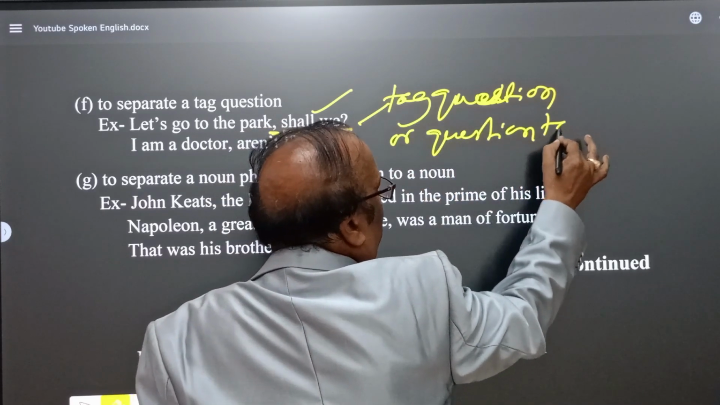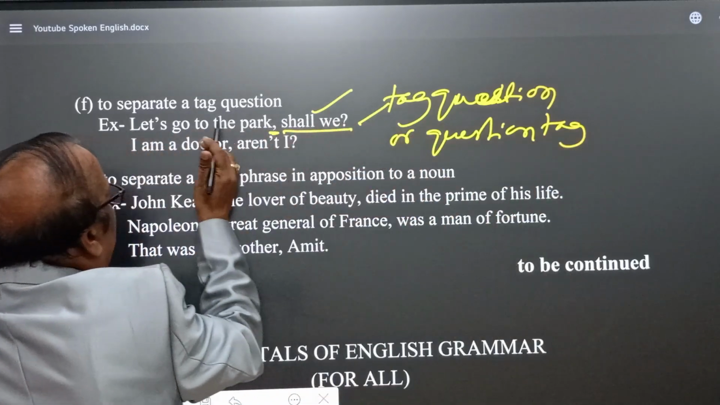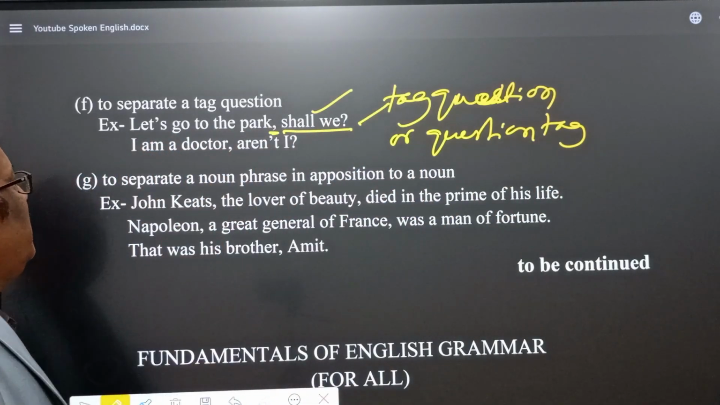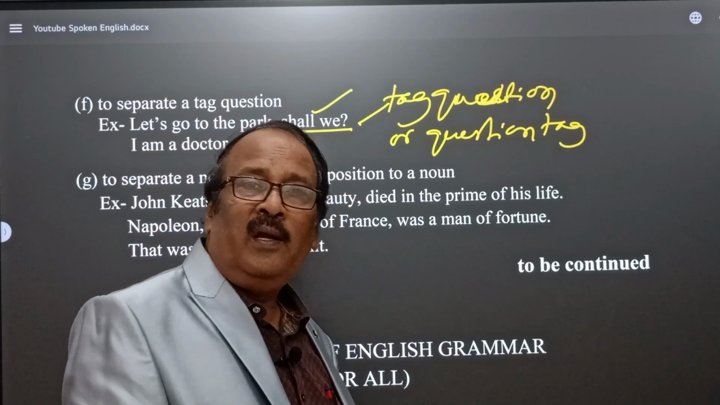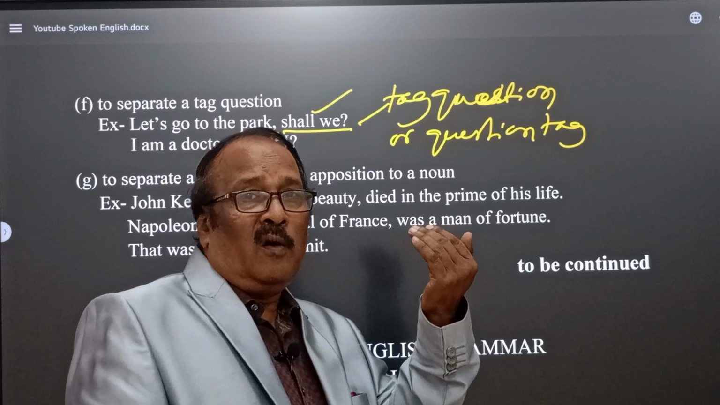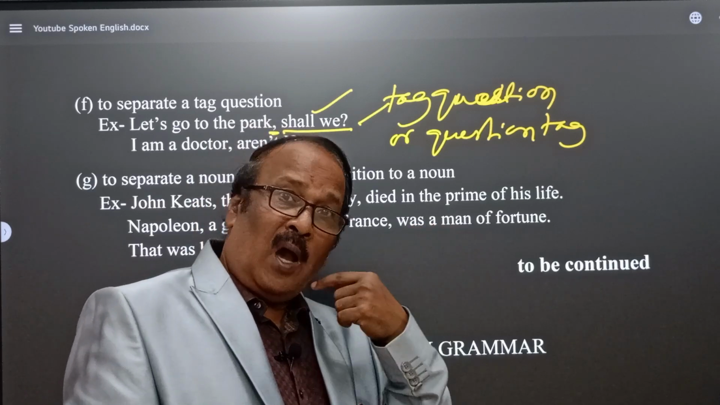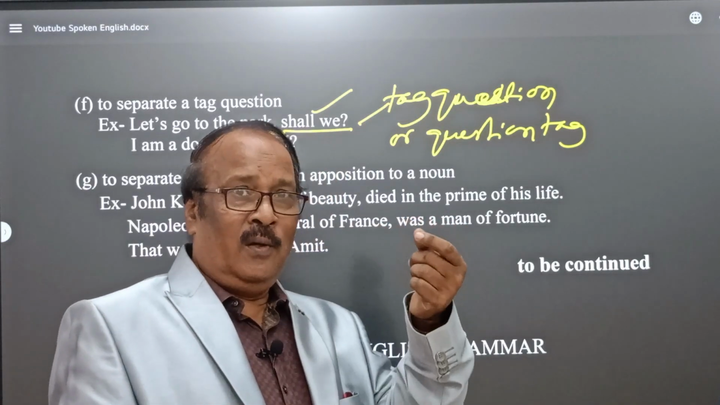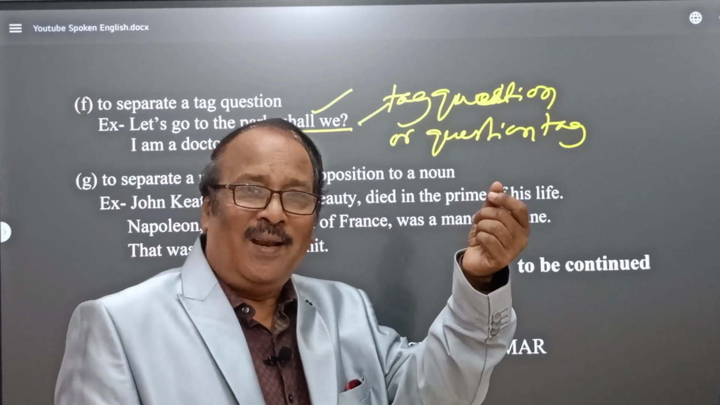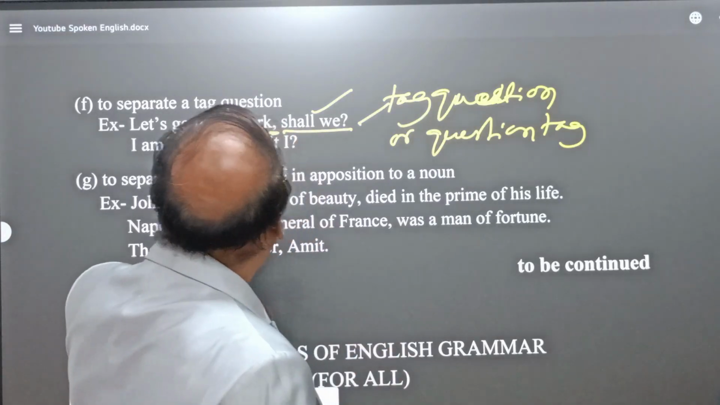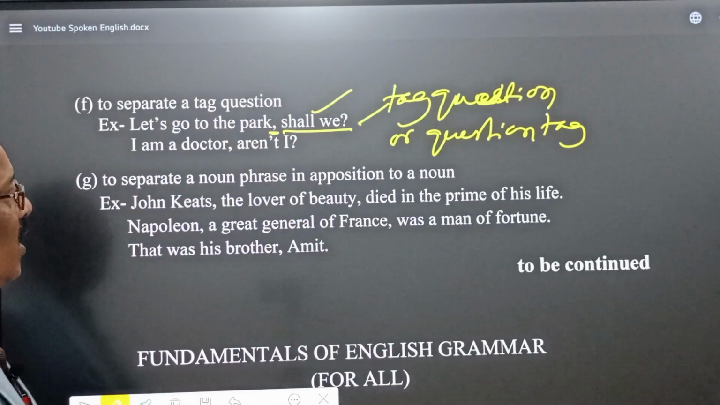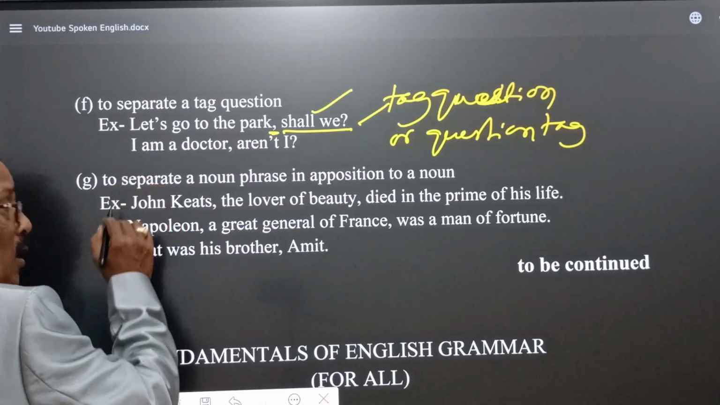Question tag. Because it has been tagged with the sentence, that is, "Let's go to the park," an imperative sentence which is in imperative mood, and "shall we" is the tag. It means we are drawing the attention of the listener about our dialogue or speech. "Let's" is our proposal or suggestion. Let's go to the park, shall we? Yes, shall we?